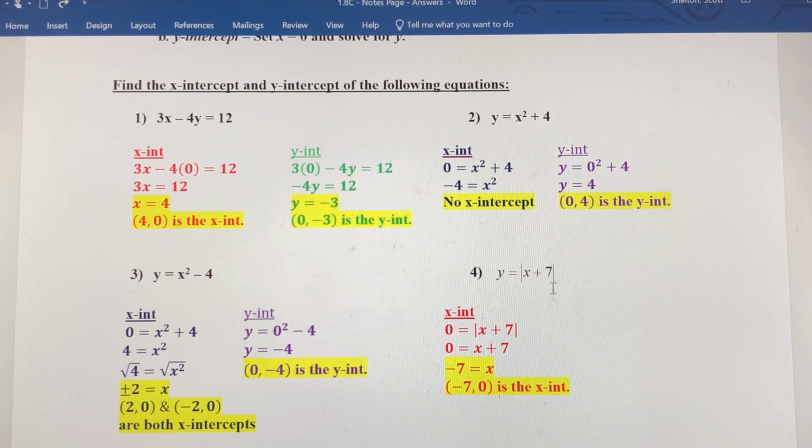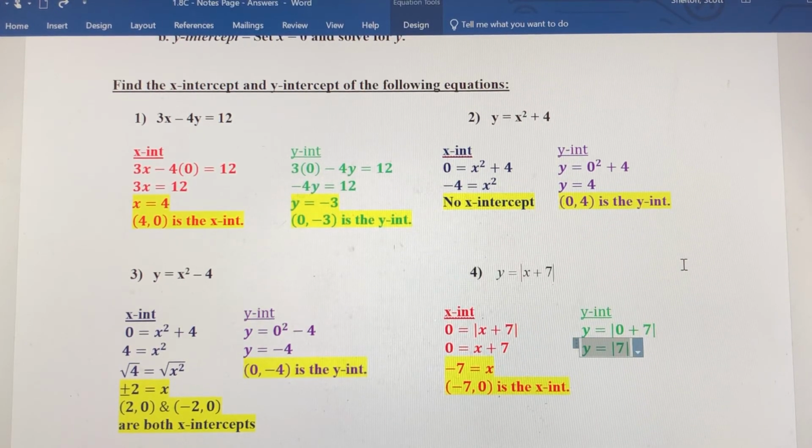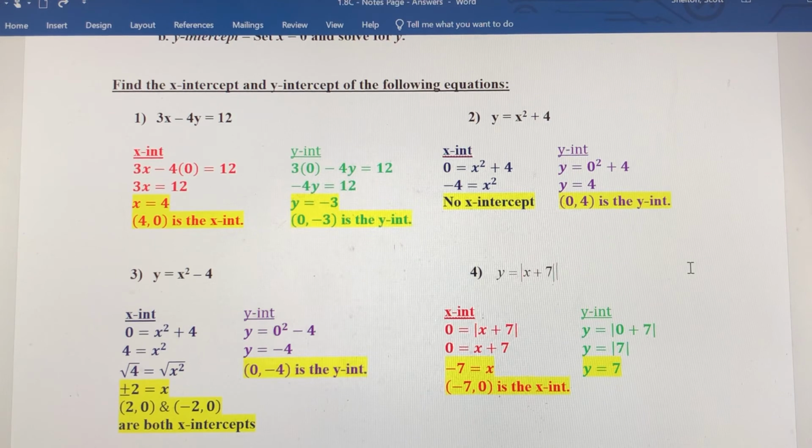All right. For the y-intercept, again, I'm just going to replace x with 0 this time. That gives me y equals the absolute value of 7. Absolute value is a distance, and distance is always positive, so the absolute value of 7 is 7. So this absolute value function has 2 intercepts: one x-intercept at (negative 7, 0), and one y-intercept at (0, 7).